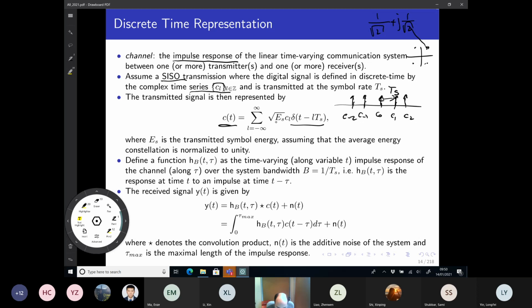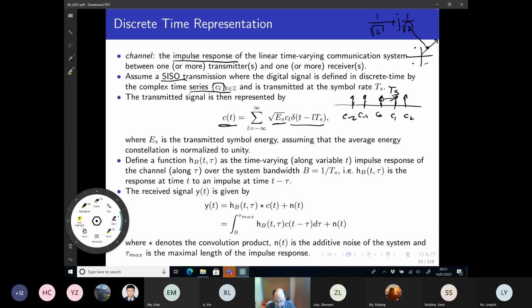Right, so the Es here is a way to scale the energy of that constellation. So if I increase Es, essentially it means I scale this. I inflate the constellation, or actually deflate it, depending on the values of Es. Right? So the Es is related to your transmit power, essentially. As you increase Es, you actually increase your transmit power.